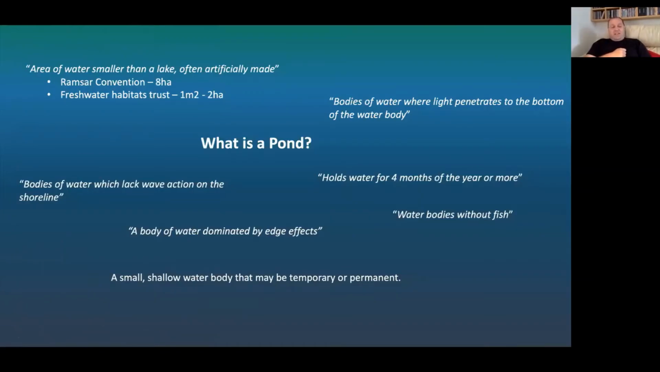So what is a pond then? What definitions are there? Well, the commonest one is a purely area-based one, which is basically an area of water smaller than a lake, often artificially made. Well, how big is a lake? Well, we don't really know.